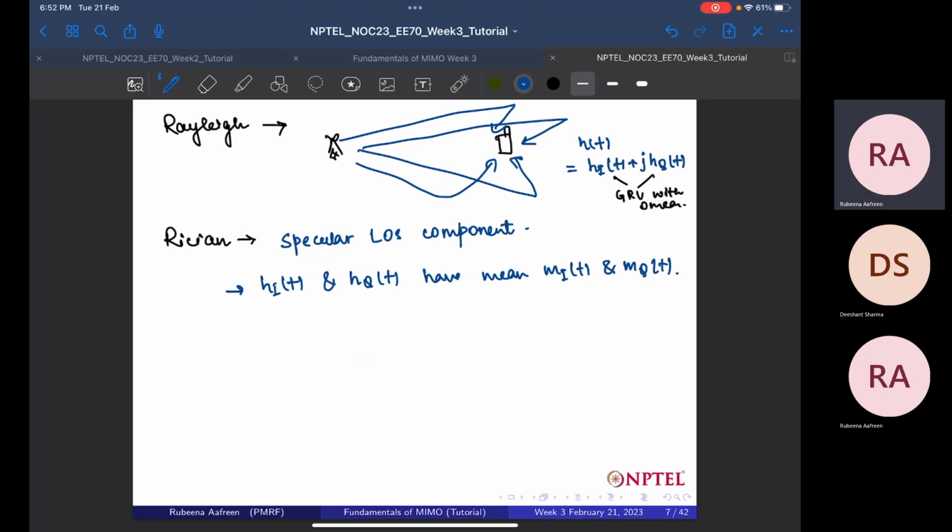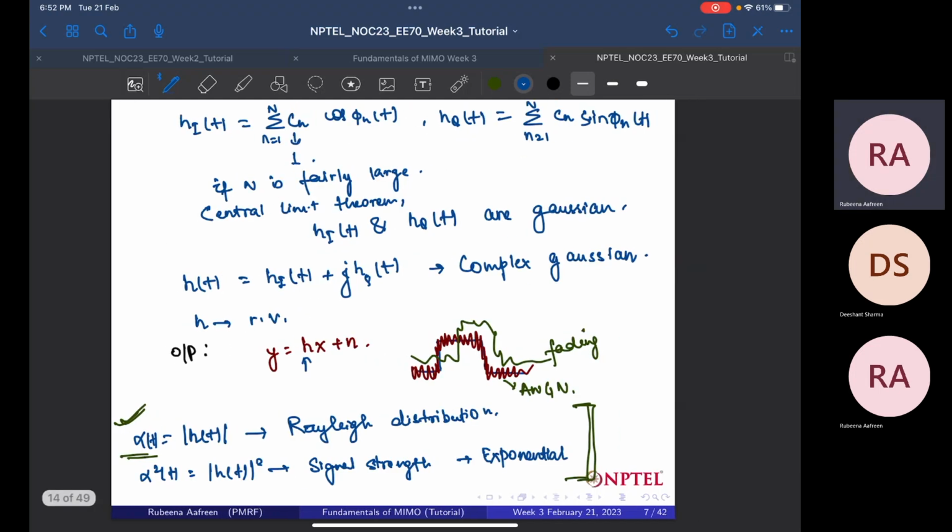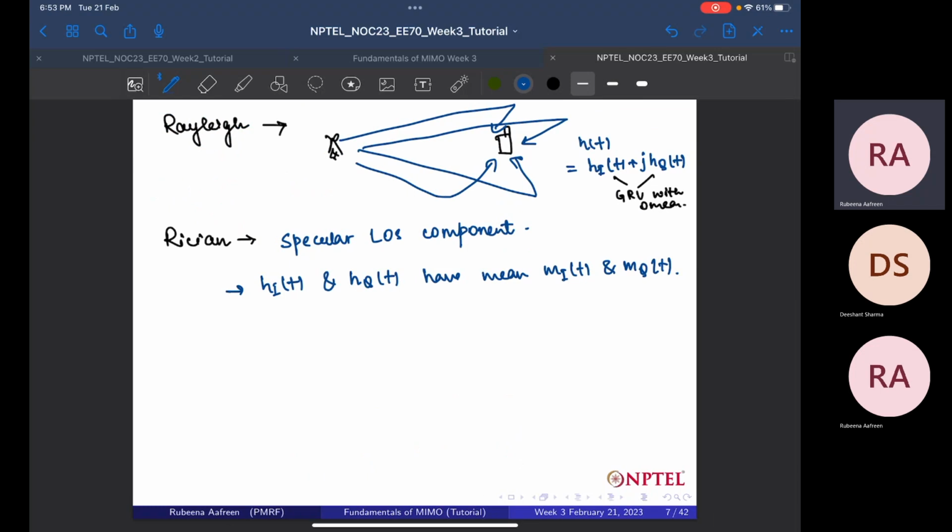In this case, I will request you to just do it, like compute the envelope in case of Rician fading. Here, in the Rayleigh case, you have zero mean random variables. In the Rician case, you just take non-zero mean Gaussian random variables, and then you calculate the envelope of this distribution.